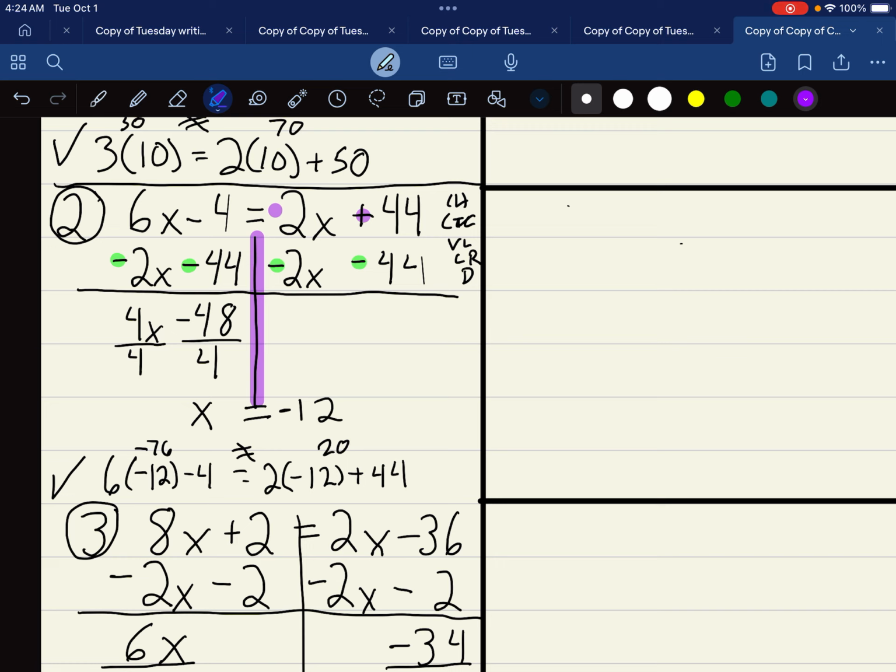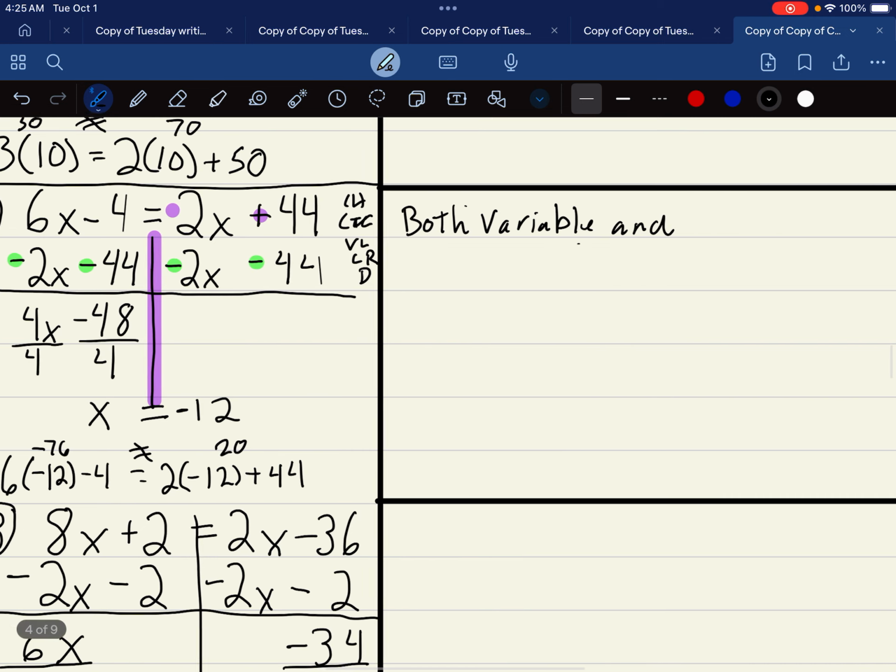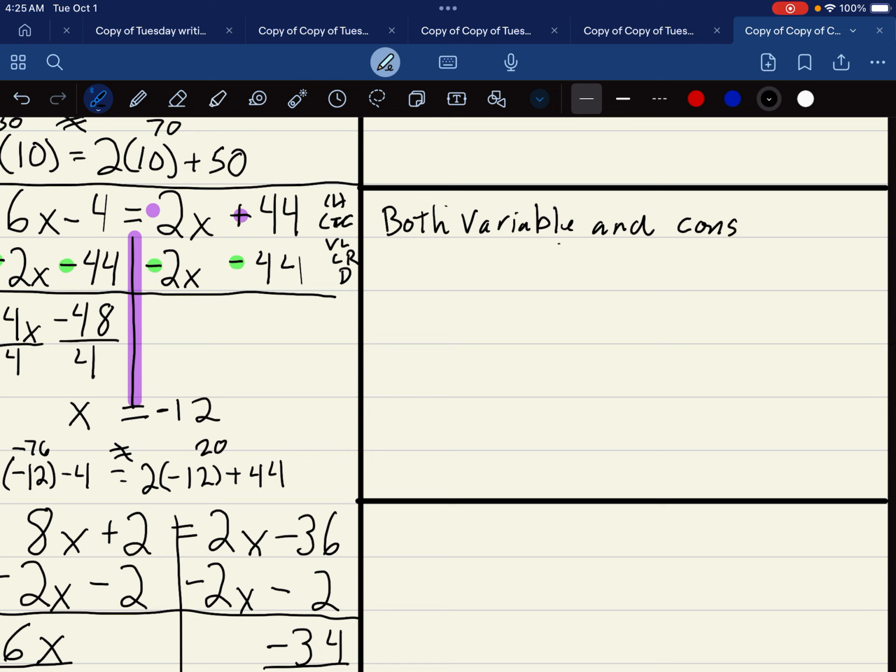All right, so we're going to go back. First of all, let's write down what was done wrong. Both variable and constant moved to the left.